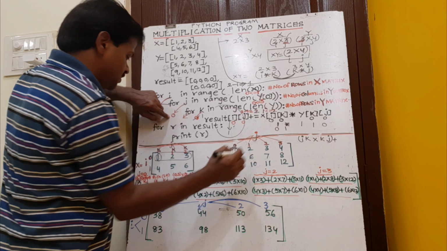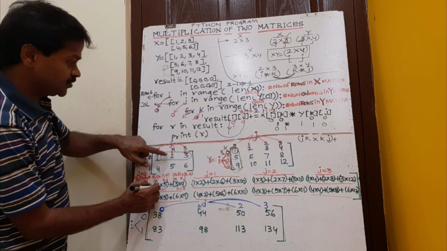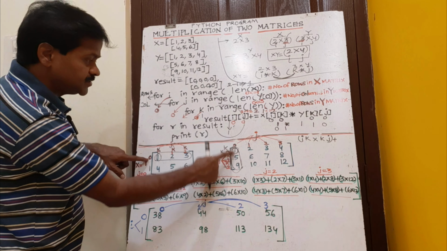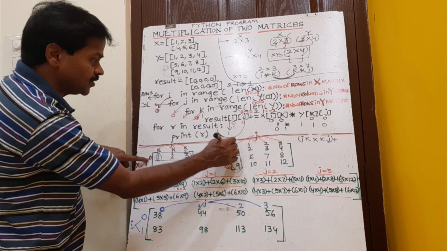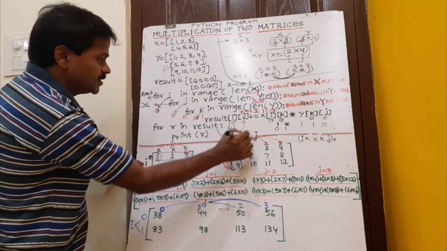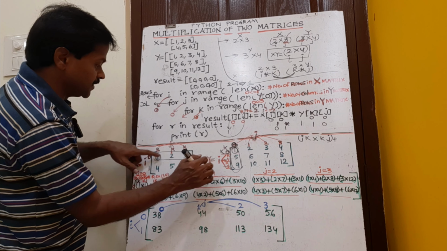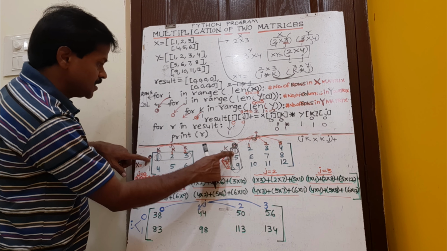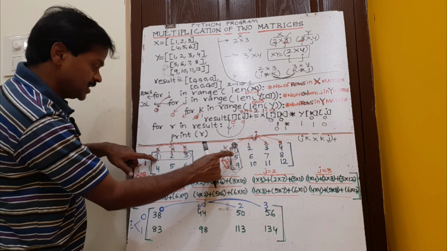J is 0 only. You see here, this is the second one, 2 into 5. I will be 0. Jth column, J will be constant 0. I value will be 0, J also 0, but K value will be incremented. You see here, this one and this one. K 0. Next I 0, J 0, K also 0.